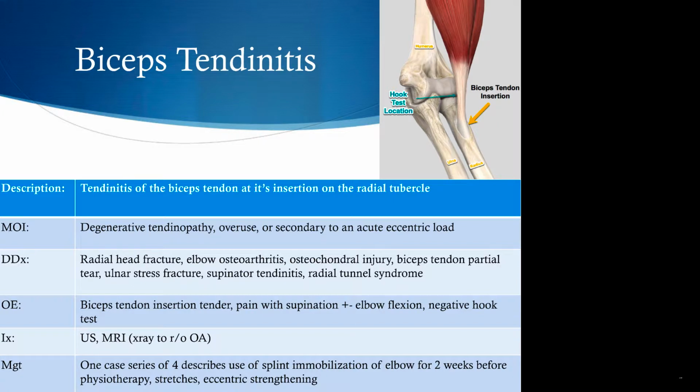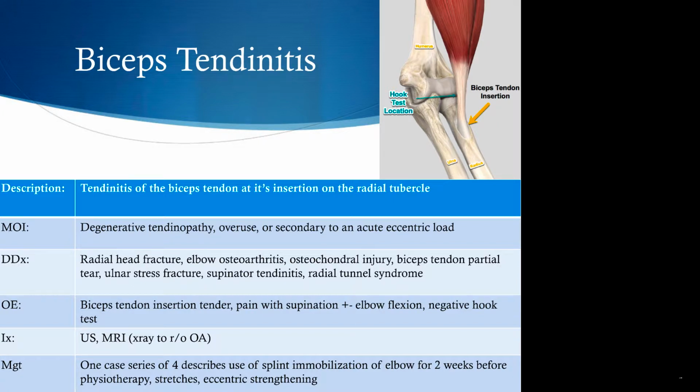radial tunnel syndrome. On examination, the patient should be tender over the biceps tendon and insertion at the radial tubercle, with pain with supination, and they may or may not have pain with resisted elbow flexion, as the brachialis, which lies deep to the biceps, is a stronger flexor. Also, they should have a negative hook test. So essentially, you hook your finger over the tendon superficially and try and pull it to the side, and that should be intact.